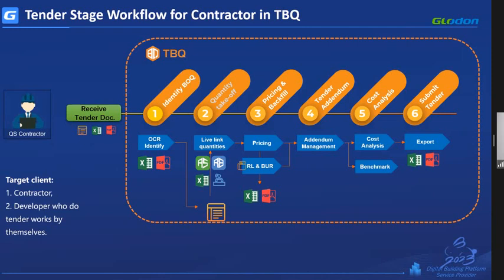So this is how Cubicost can manage the volumes and costs with the 5D BIM process. With our Cubicost TAS and TBQ, you can achieve the quantity takeoff on the digital platform, and also enhance the work efficiency in our cost estimation and tender stage.